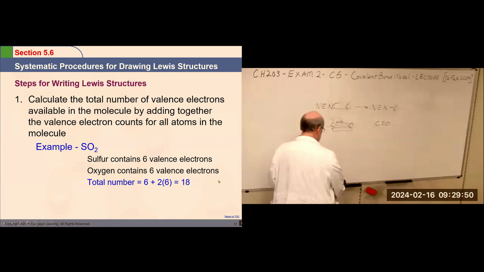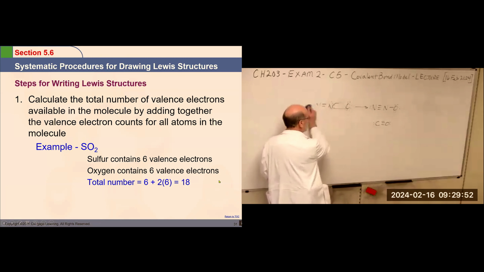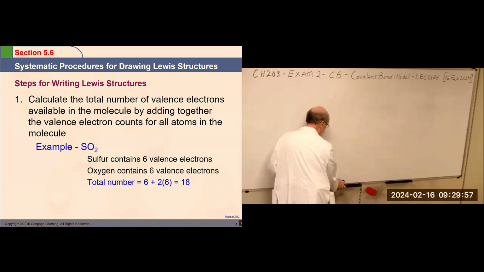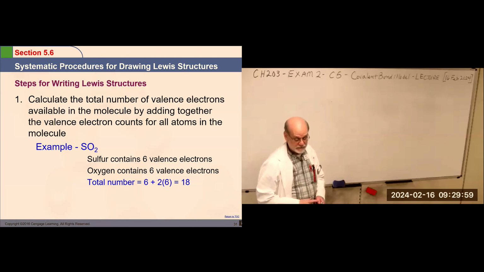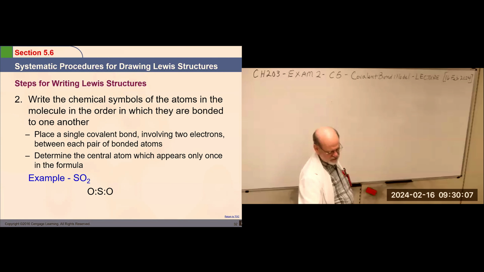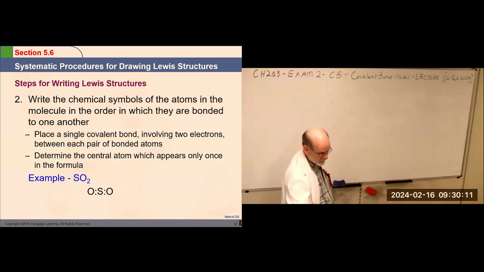All right. So we learned how to write Lewis dot structures for individual elements. Now we're going to write them for compounds. So our example here is SO2. And we've got a list of instructions, right? And I'm just going to go through them.